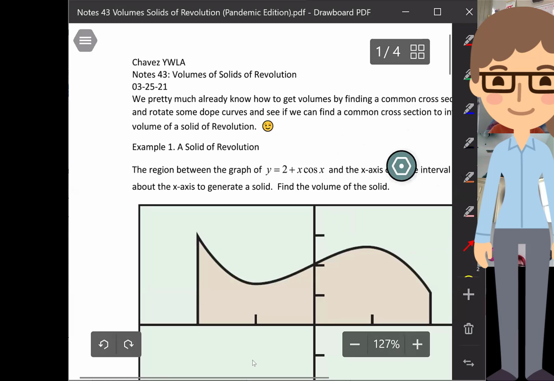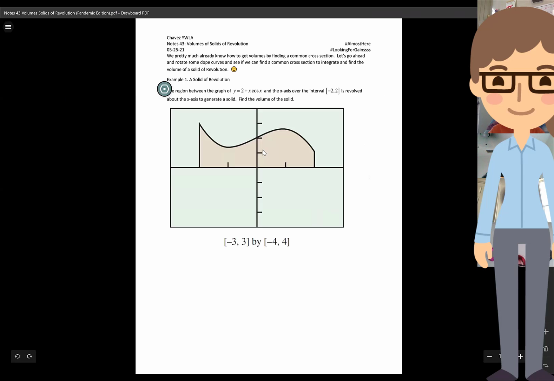Let's look at this question here from the notes. It says, we pretty much already know how to get volumes by finding a common cross section. That's true. So we're going to rotate some dope curves.